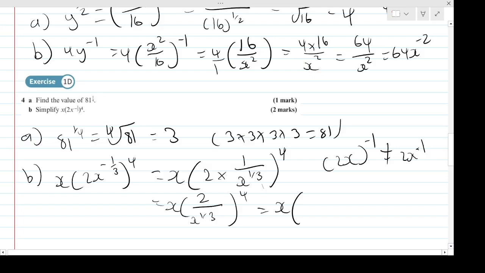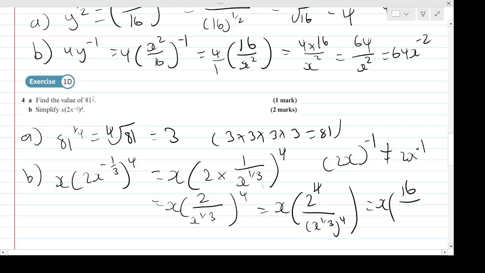So 2 over x to the third, all to the 4. The fourth power has been applied to everything inside the bracket, the fraction inside. Again, we can apply the power of 4 to the top and the bottom separately. So 2 raised to the power 4, and x to a third all raised to the power 4. Then we can evaluate this, can't we? Because 2 to the 4 is 2 times 2 times 2 times 2, which is 16.